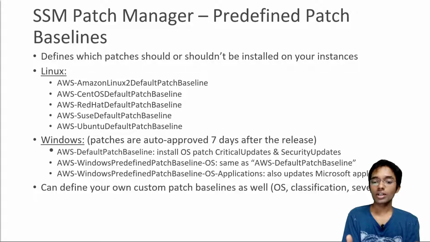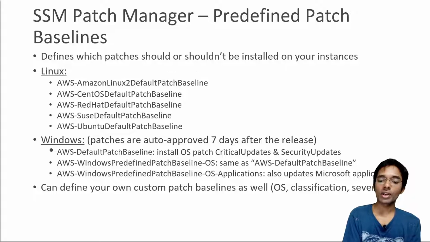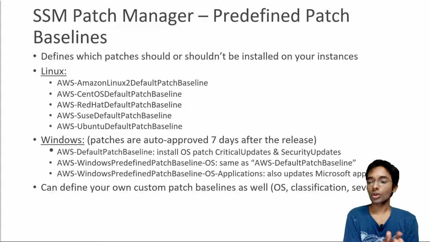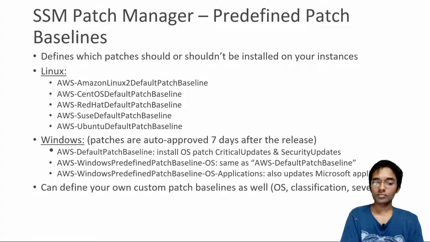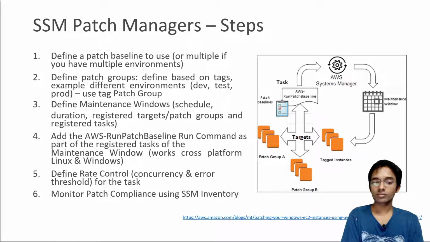Okay, but it is also possible for you to define your own custom patch baseline, in which you define the OS you want to install, and the classification of update, like critical update or security update, or the severity, like high, medium and low kind of things. So once we define a patch baseline, which defines how the patches are going to be deployed on a Linux or Windows system, we now actually have to deploy these patches.